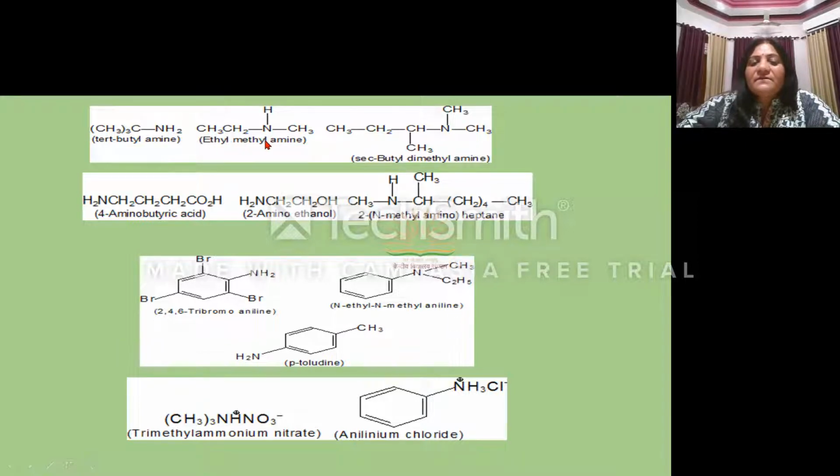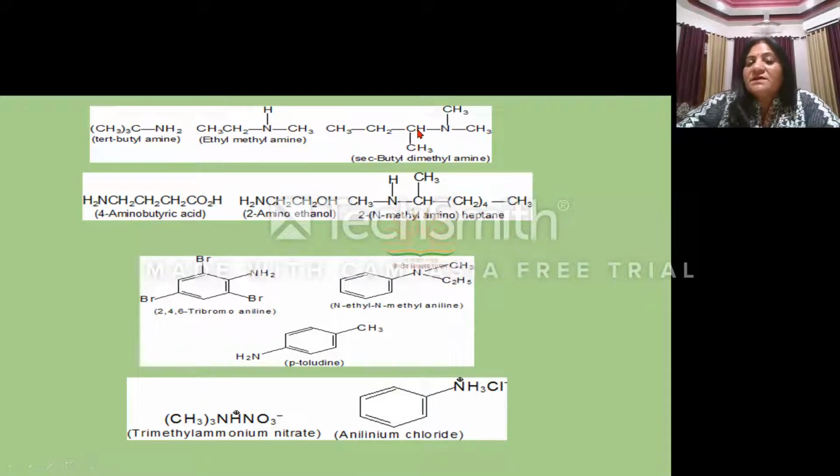And here, this is common name, ethyl methylamine. Now the IUPAC name will be, word root here is eth and this is meth. So we will name the secondary amine as N-alkyl alkanamine. Now N-alkyl is N-methyl. And this word root is eth. So N-methylethanamine.